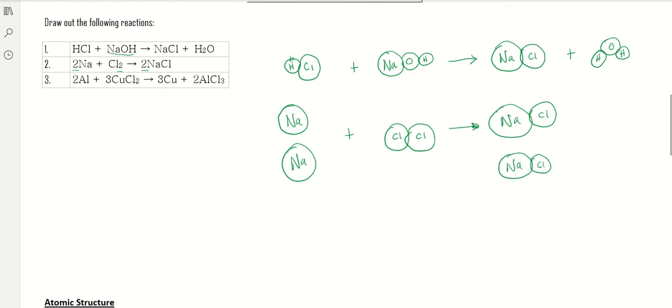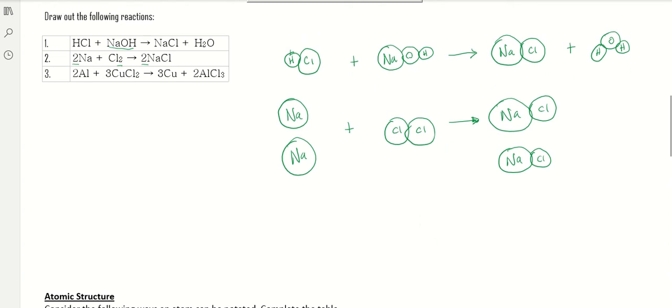Again, law of conservation of mass tells me I cannot create nor destroy matter. So I end with the same amount of atoms, same type of atoms that I start with. They're just rearranged into different compounds.